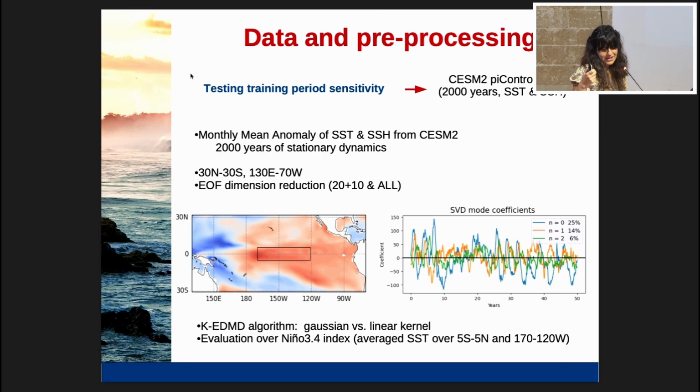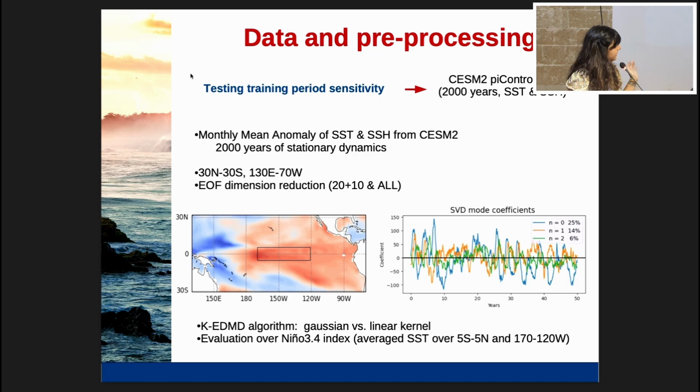So I told you a few words on the data. We were using the 2,000 years of data, both for SST, so sea surface temperature, and sea surface height. We were using monthly mean anomalies, and we had 2,000 years of stationary dynamics. Then we took the whole Pacific area, and we did the EOF or PCA or SVD dimensionality reduction. Antonio talked about it. We focused on 2 different configurations, keeping just 30 EOFs, so the first 20 SST EOFs and the 10 first SSH EOFs.